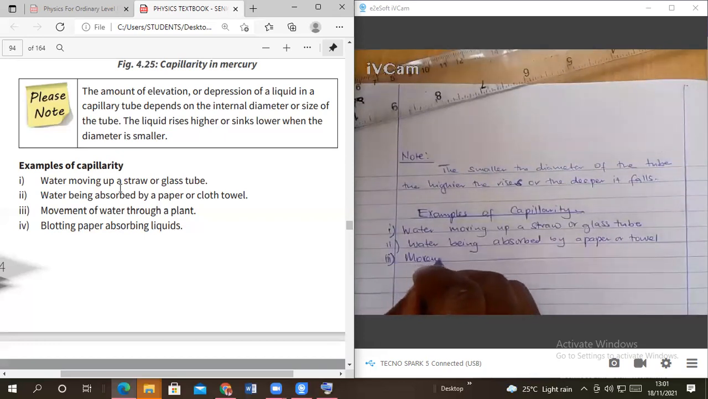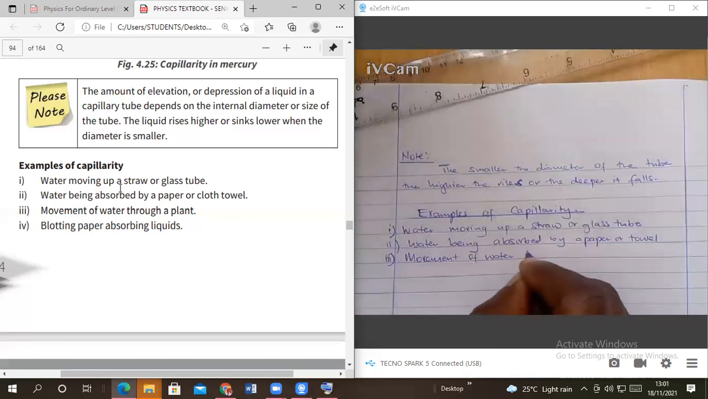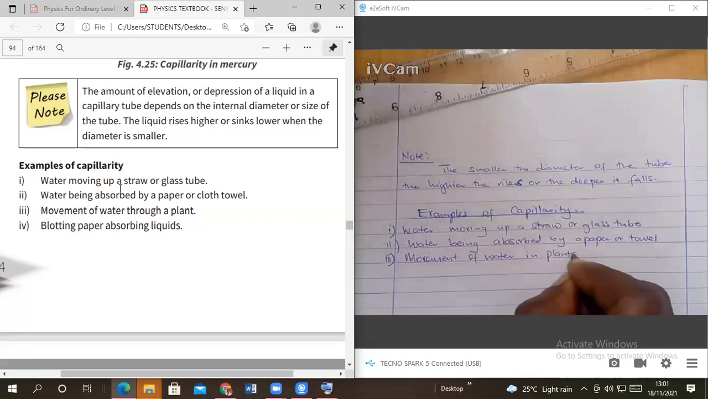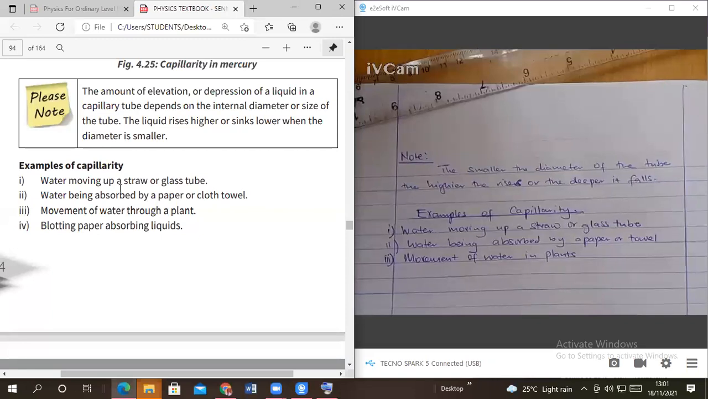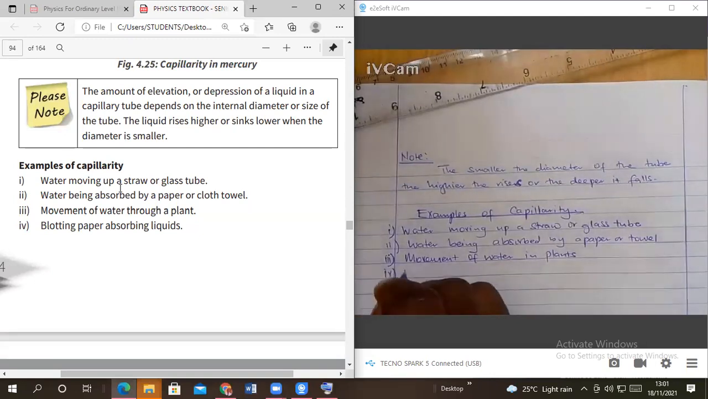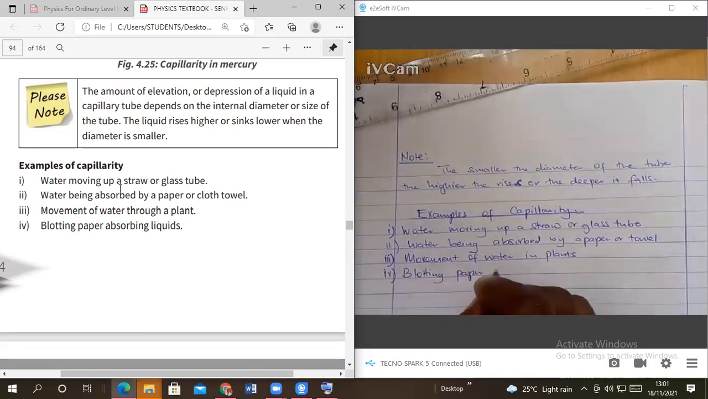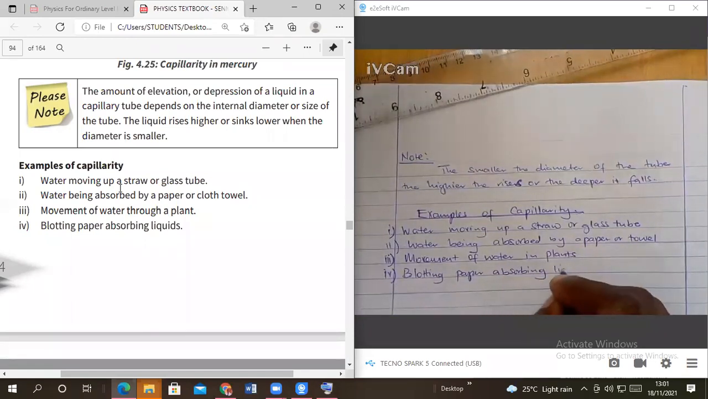Movement of water in plants. Water runs from the ground through the roots. Water is sucked by the roots, and water starts to move within the tree by what we call capillarity. Blotting paper absorbing water, blotting paper absorbing liquids.